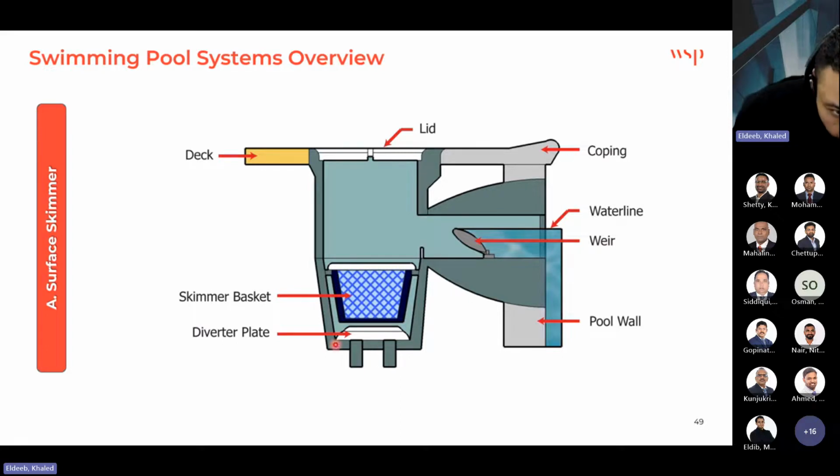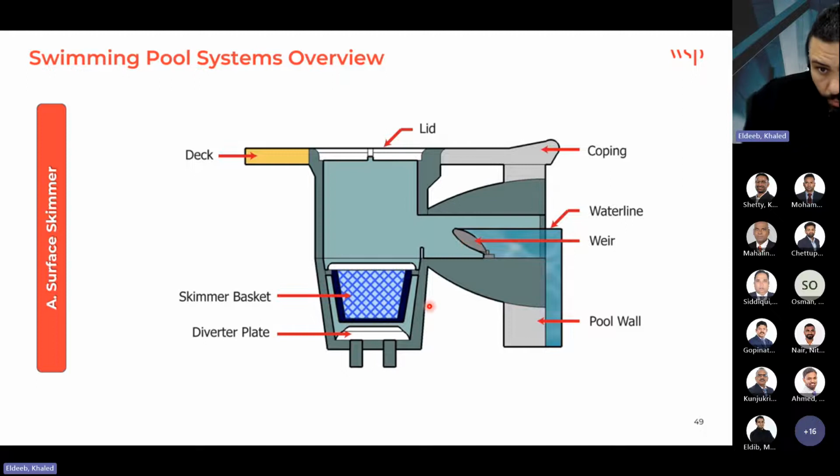Here we have something called a diverter plate. Why this diverter plate? I will show you in the next slide, but here one is going to the pump, and this one is going to the pool again, to intake water to balance in case we are in a dry situation here.